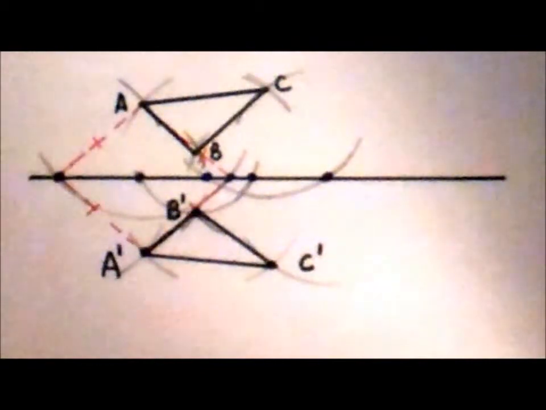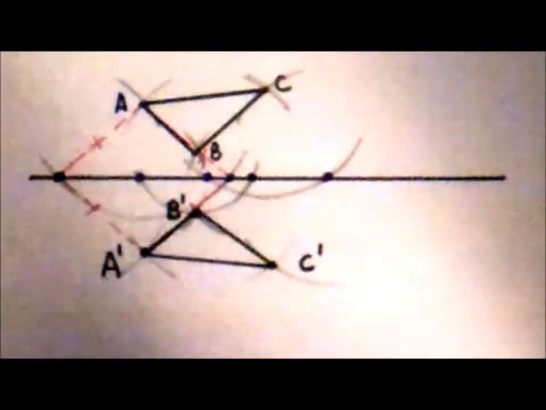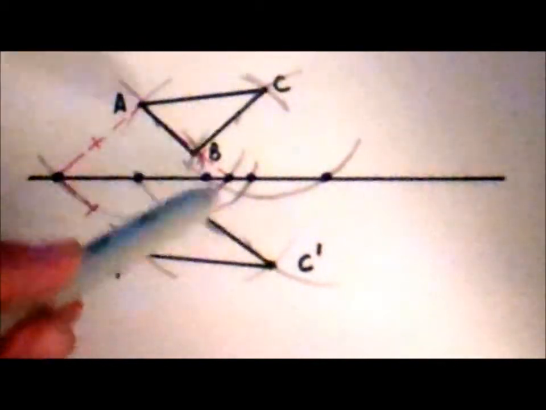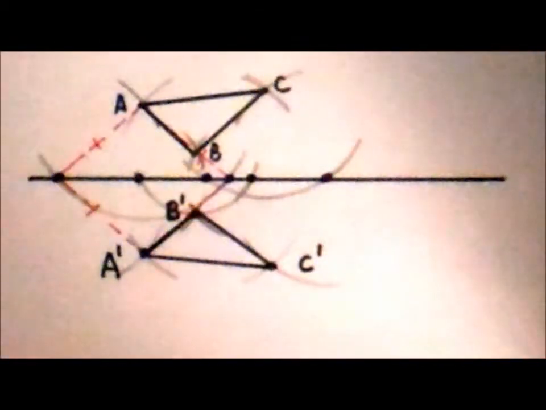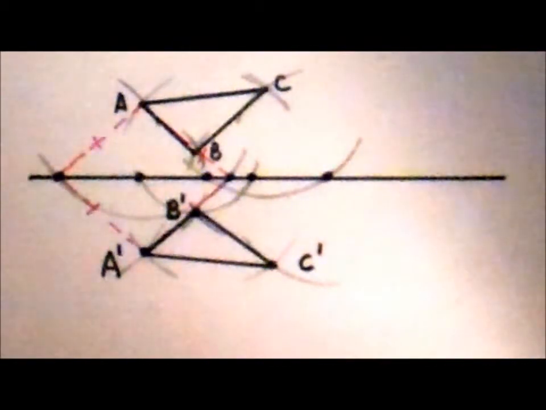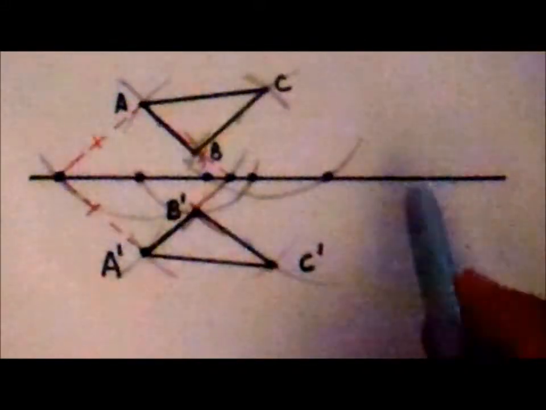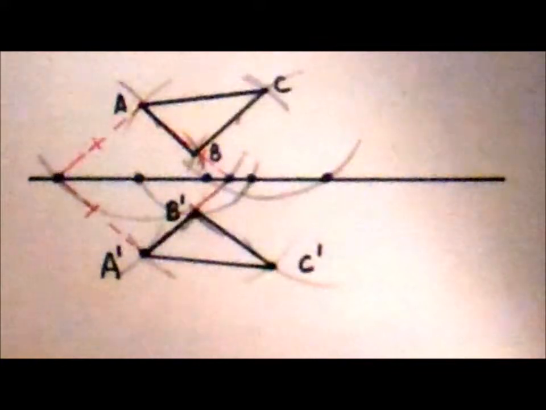The great part about what I just showed you how to do is, as you notice, to reflect any figure, we just had to reflect each individual point and basically connect the dots. So it doesn't matter if you have a square, a rectangle, pentagon, hexagon, whatever it might be, as long as you can reflect the point over a line, you can reflect any figure over a line.